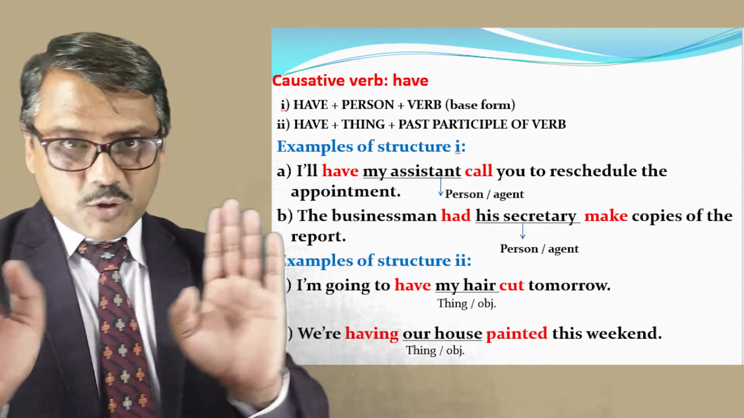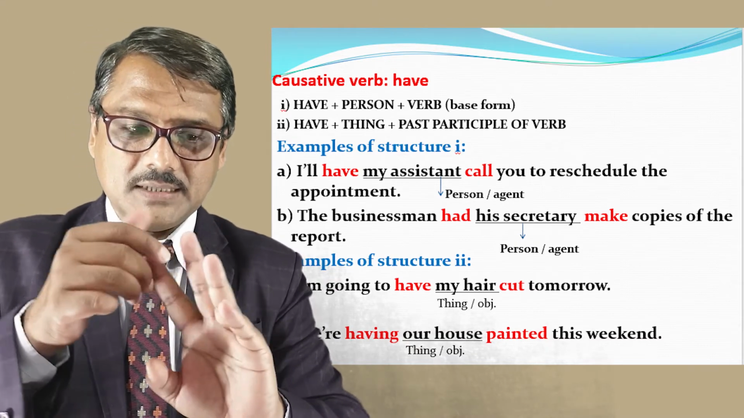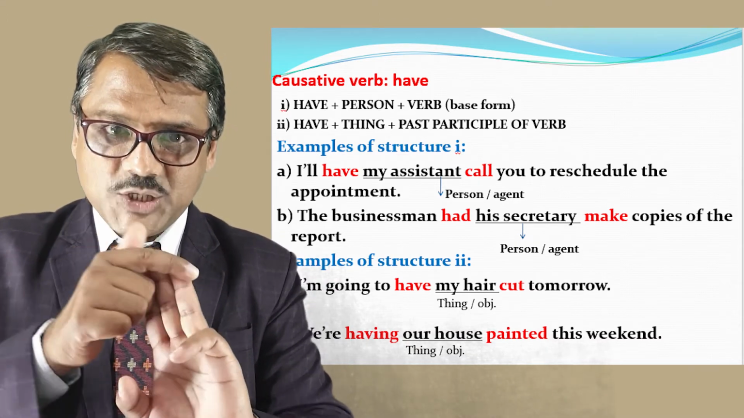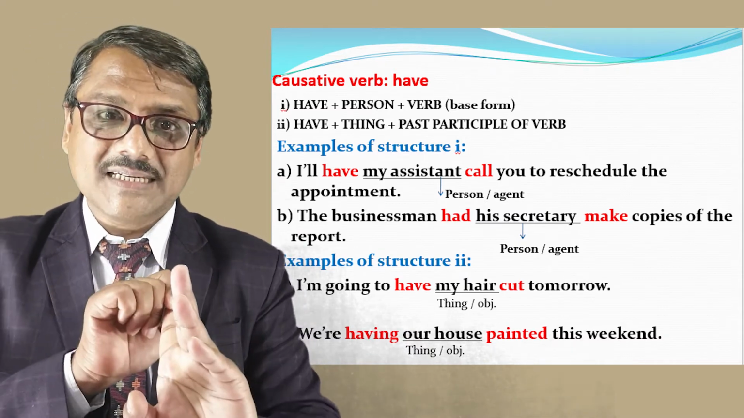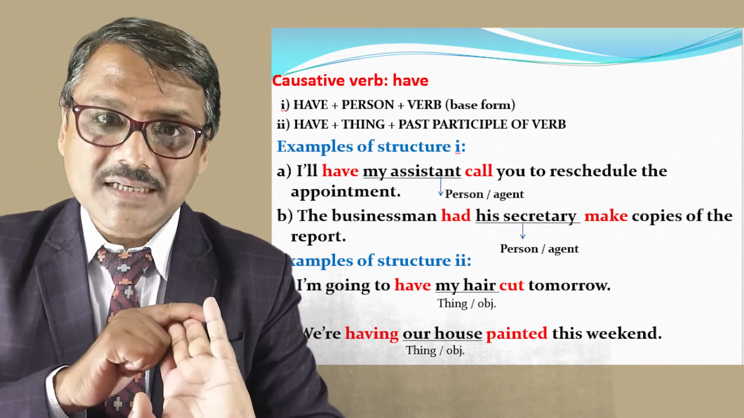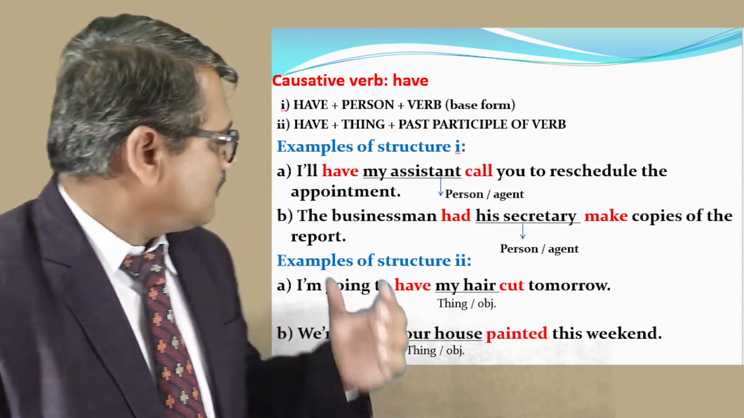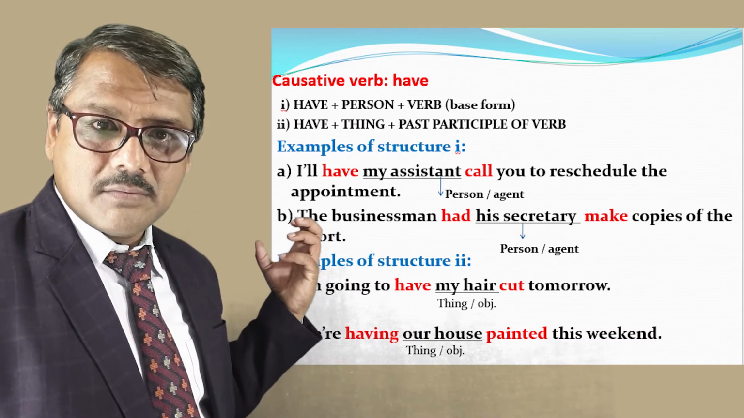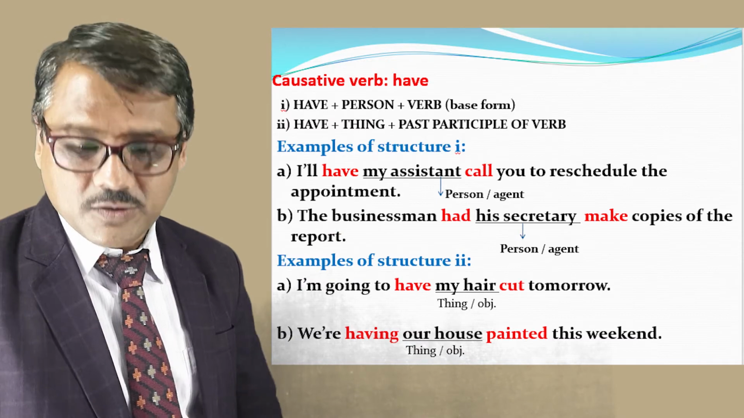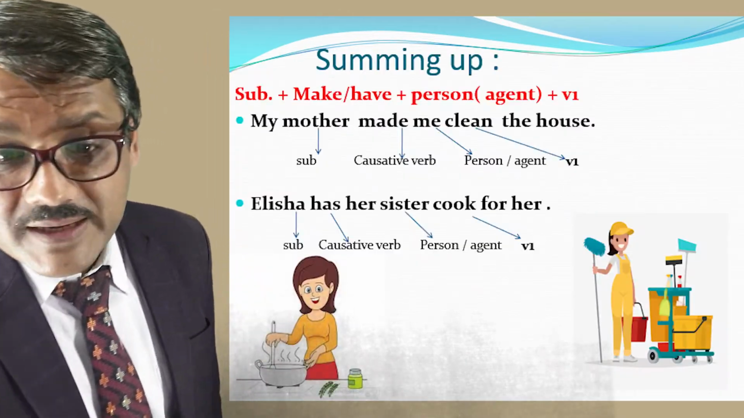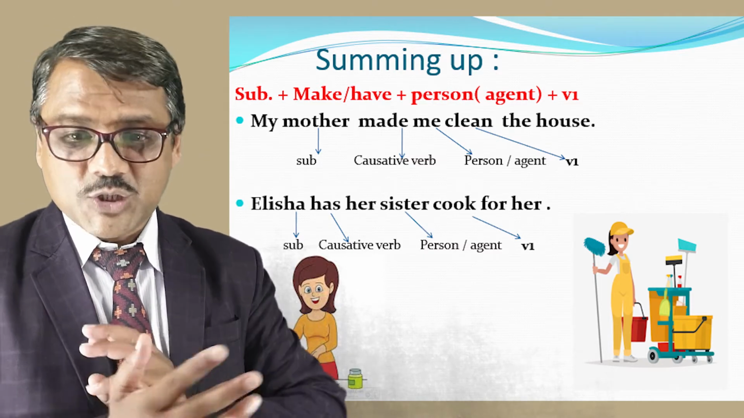Here, notice that we have two structures with have. Subject, have, agent, and base form of the verb. Subject, have, object, PP. Okay, this is what we can know from these sentences. Okay, let's move forward. Now we have almost come to the end, and we are going to sum up.